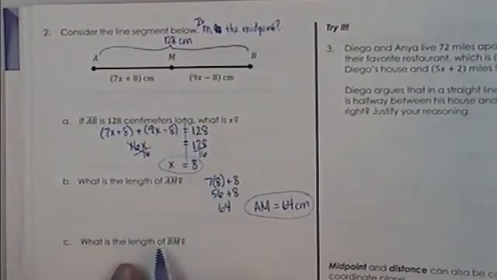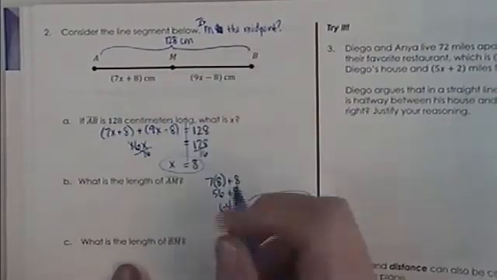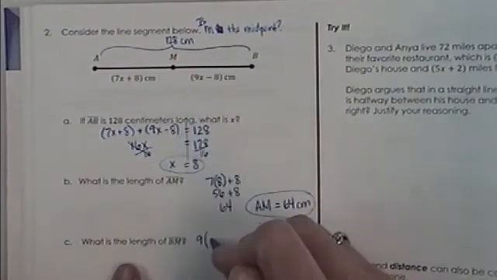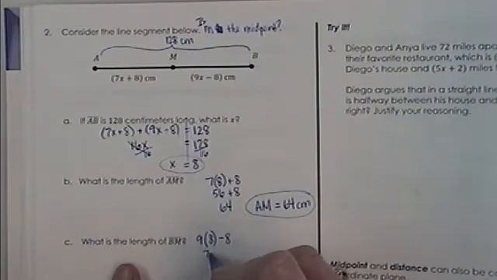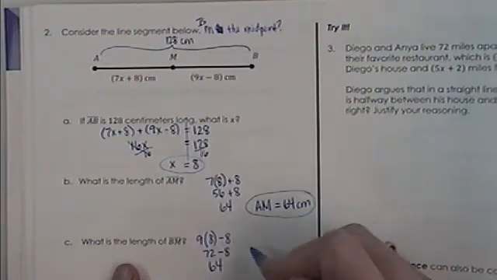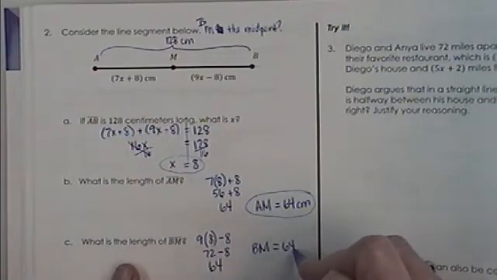What is the length of segment BM? We're going to do the same thing again. So 9 times, what was x? Oh yeah, x is 8, so we'll put an 8 there, minus 8. 9 8s are 72 minus 8, and 72 minus 8 is 64. So the distance from B to M is 64 centimeters.